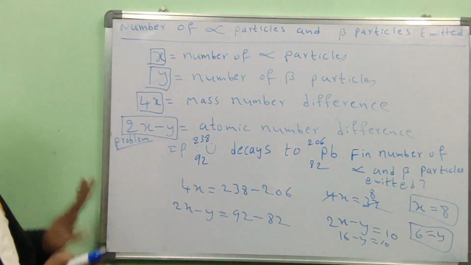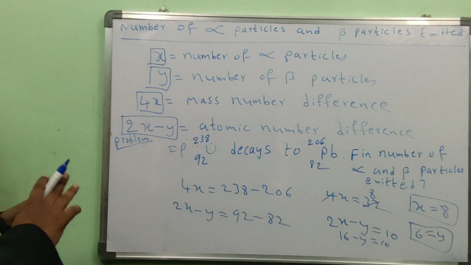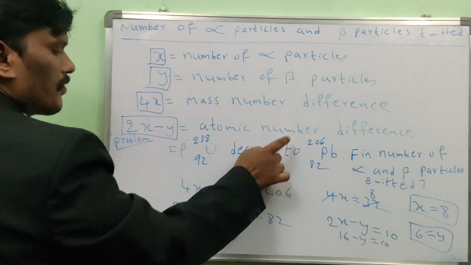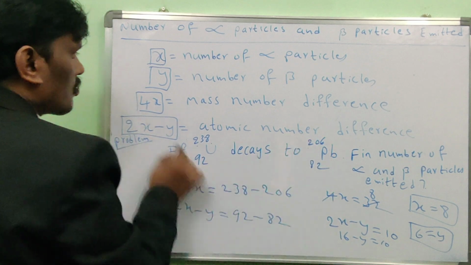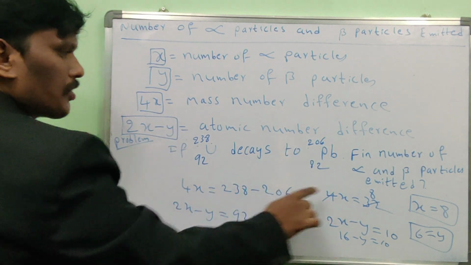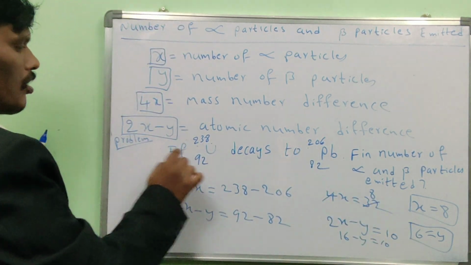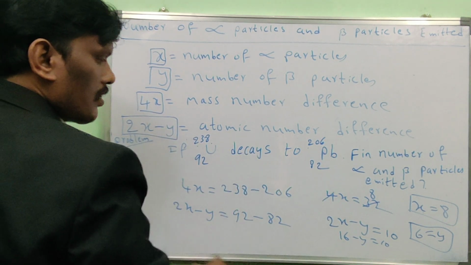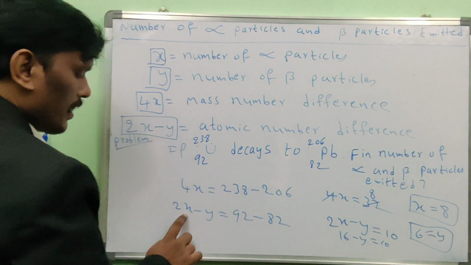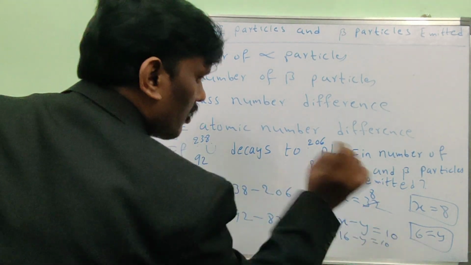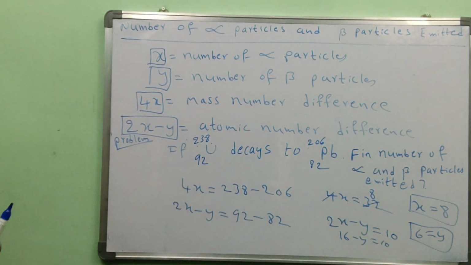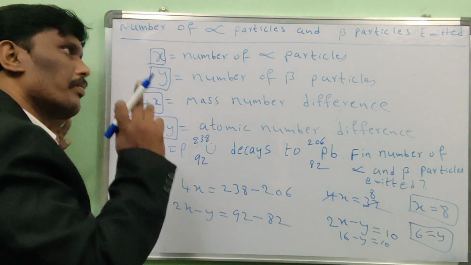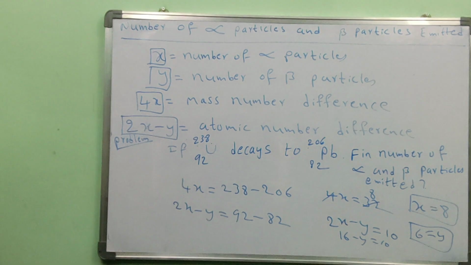That's all. This is the simplest way to solve the problem. The thing we need to remember: 4x is the mass number difference, and 2x minus y is the atomic number difference. So the mass number difference is equal to 4x; substitute and calculate x. Take the atomic number difference and the x value, substitute here and calculate y. You are going to get the number of beta particles. This is the simple logic to calculate the number of alpha particles and beta particles. Note down, students.